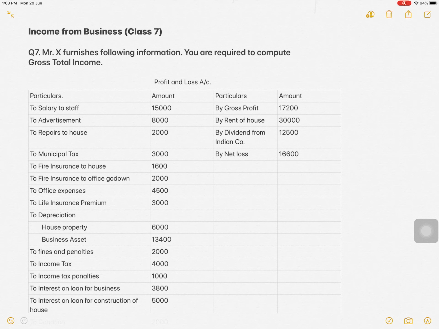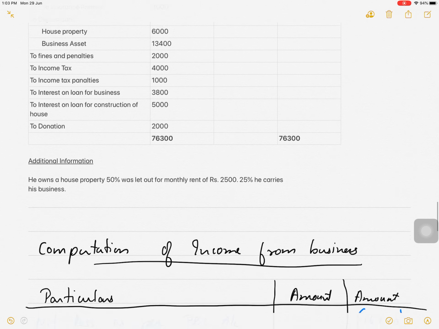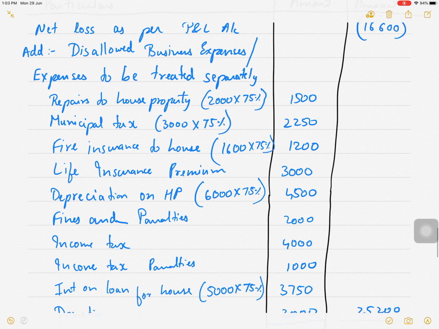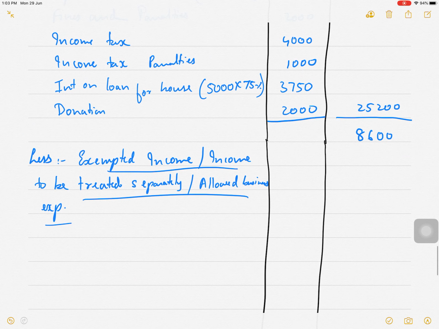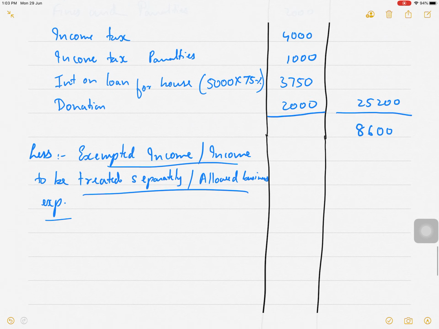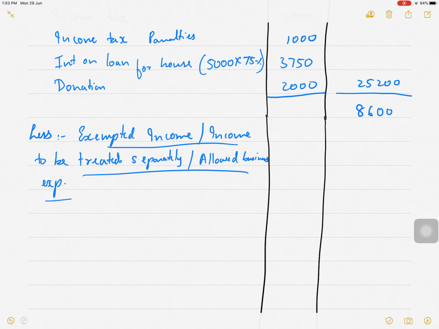So 2,500 into 12. How much is 2,500 into 12? Yes, it comes to 30,000, correct? So rent of house is 30,000. It is there in the adjustment also, right? So it is matching with the adjustment. So just write here, rent of house in your P&L account it is 30,000. That's why we are writing 30,000.